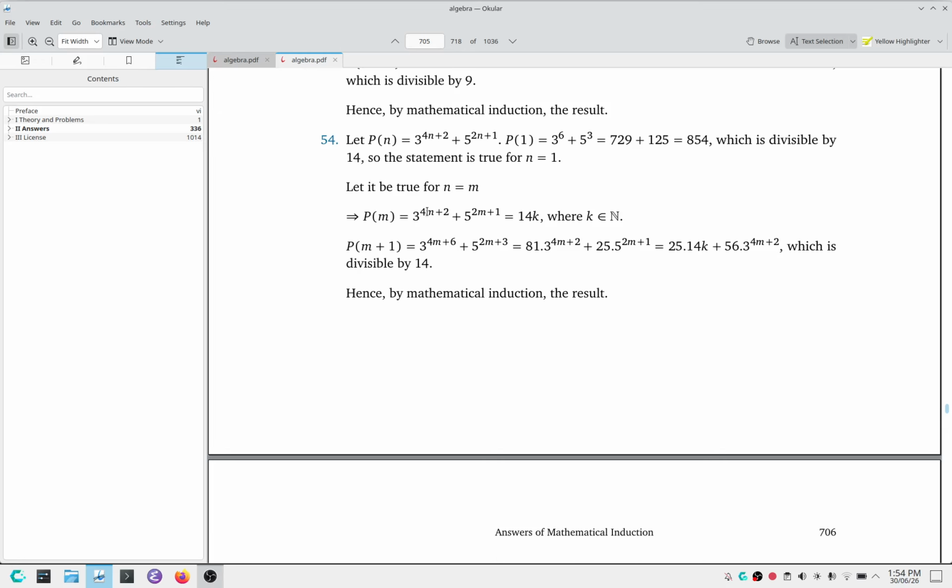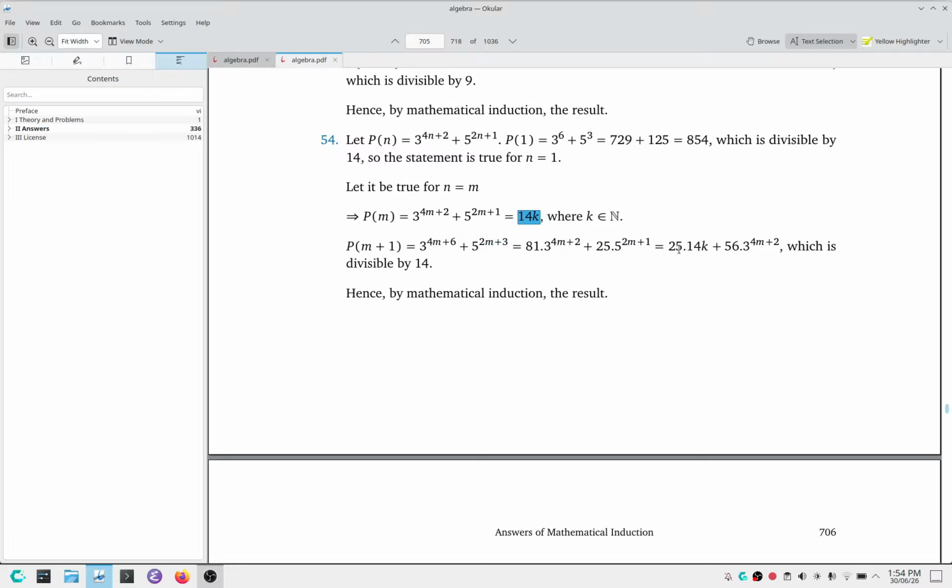So 3 raised to the power 4m plus 2 plus 5 raised to the power 2m plus 1 is equal to 14k. Now for m plus 1, we will have here 4m plus 6, and here we will have 2m plus 3. So we want the power of 4m plus 2, so we take 3 raised to the power 4 out, that is 81. And for this, we take power 2 out, we got 25. Once we have that, we substitute for 14k here.